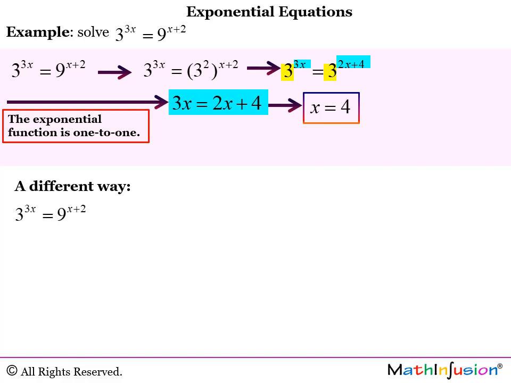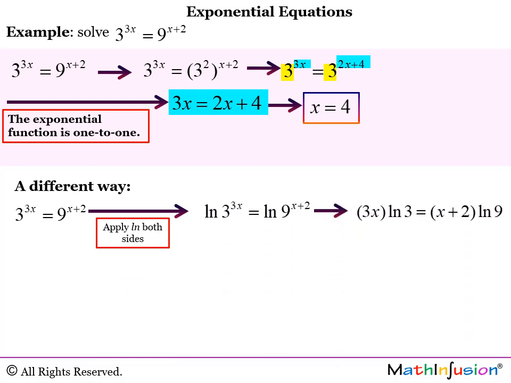There is also a different way to do it. I'm going to apply ln to both sides. When I use the power rule for logarithm, I get 3x times ln of 3 equals x plus 2 times ln of 9. I distribute the x plus 2 with ln of 9, because the unknown, the variable, is x, and x plus 2 contains x, which is a variable I need to find, and 2, which is just a number. Don't forget that ln of 3 and ln of 9 are just numbers.